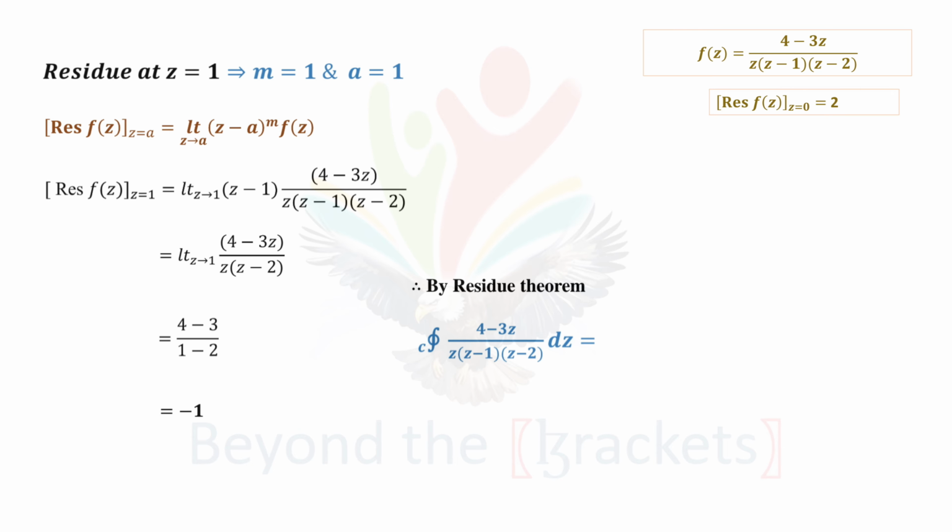By residue theorem, integral over C f of z dz is equal to 2 pi i into sum of residues inside the given circle. So we get 2 pi i into sum of residues at z is equal to 0 and z is equal to 1. Note that here z is equal to 2 is a pole that lies outside the given circle, therefore it is not considered. Substituting the values, we have 2 pi i into residue at z is equal to 0 is 2 and at z is equal to 1 is minus 1. So the answer is 2 pi i.